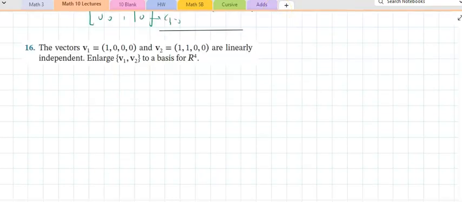16 is more straightforward. The vectors V1 and V sub 2, so they have 1, 0, 0, 0, and 1, 1, 0, 0, okay, are linearly independent. They tell you that whether you put a 0 there or not doesn't matter as long as that's 1 and that's 0. I should really write slower. Here we go.